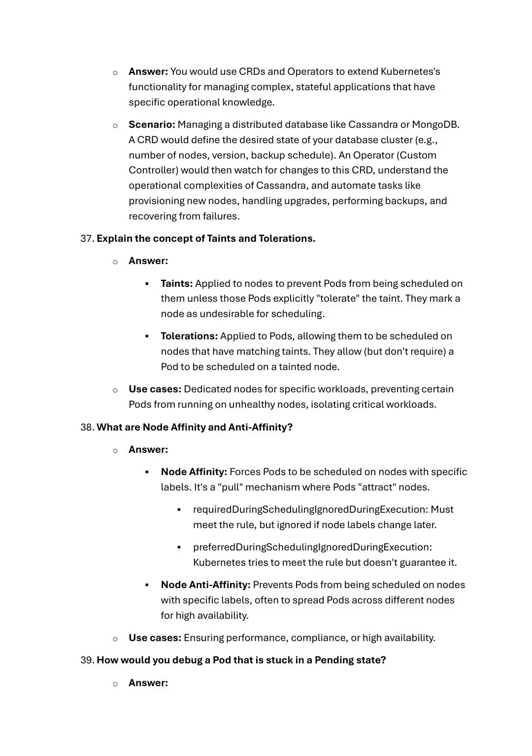38. What are node affinity and anti-affinity? Answer. Node affinity forces pods to be scheduled on nodes with specific labels. It's a pull mechanism where pods attract nodes. Required during scheduling, ignored during execution. Must meet the rule, but ignored if node labels change later. Preferred during scheduling, ignored during execution. Kubernetes tries to meet the rule but doesn't guarantee it.